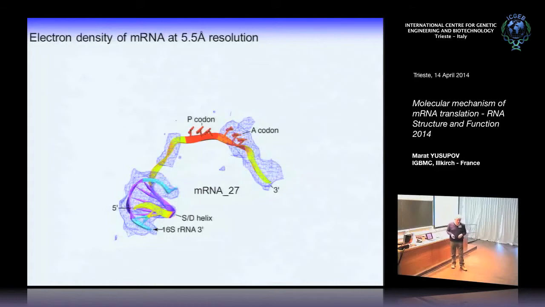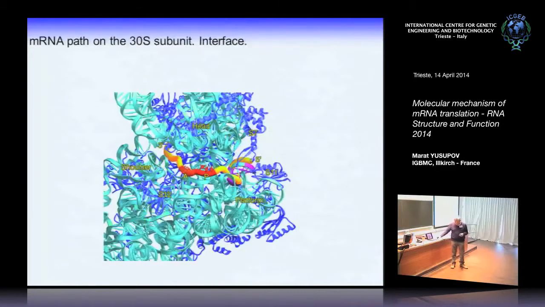That was done in the study when we were in the United States together working with Harry Noller and Jamie Cate. But it for the first time allowed us to describe the messenger RNA path on the ribosome. Here you can see the small ribosomal subunit head and the body of the subunit, and the messenger RNA is lying around the neck of the small ribosomal subunit. This is the interface area.